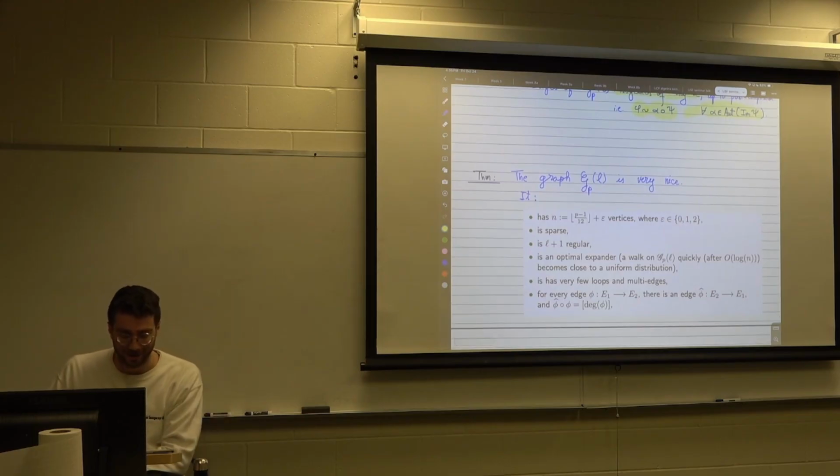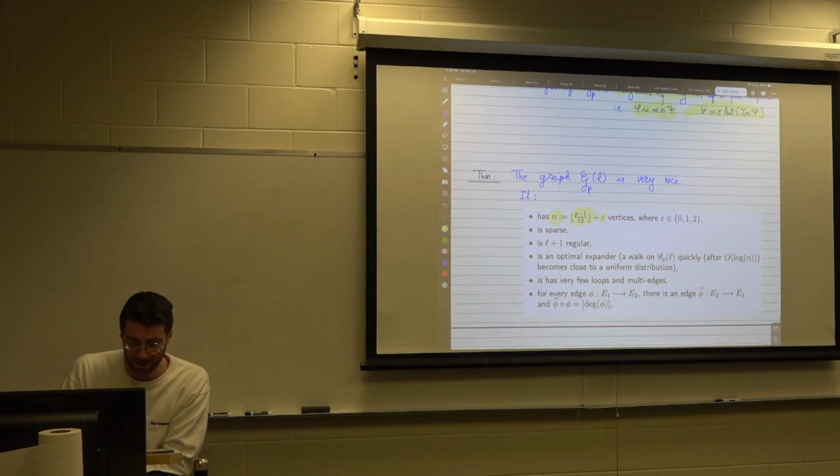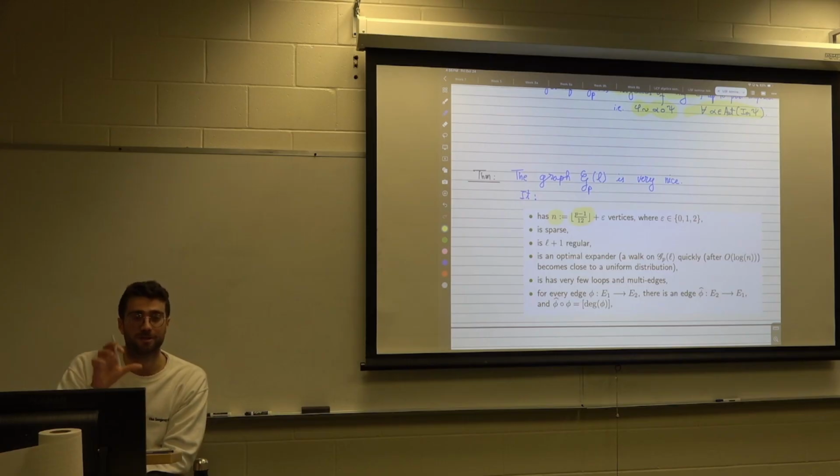It's a very nice graph. So we know how many vertices it has. I said that the number of supersingular elliptic curves is basically (p - 1)/12. I even told you what the epsilon was earlier, but I didn't write it again here. The graph is sparse. That means that if you look at the whole number of vertices versus the whole number of edges, there's a big gap between them.